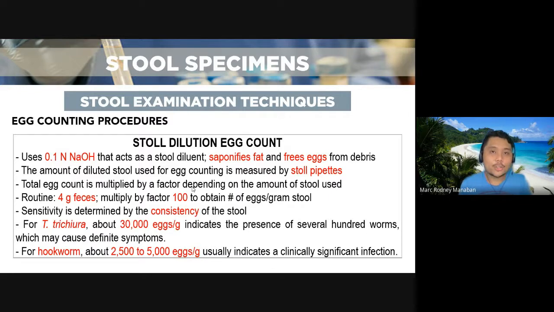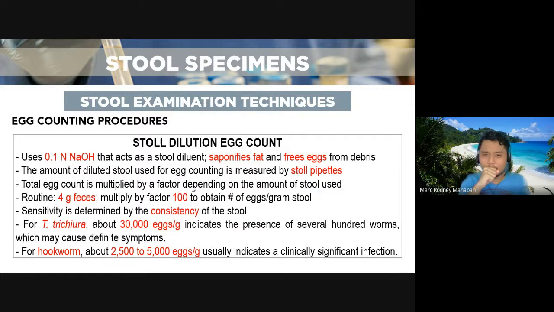So your stool is diluted this time, and you measure using Stoll pipettes. The total egg count, you multiply by a factor. This time, your factor is 100. Routine amount of stool needed is about 4 grams of feces. Sensitivity is still determined by consistency. Similar to Kato-Katz, it's best performed on formed stool samples, okay?